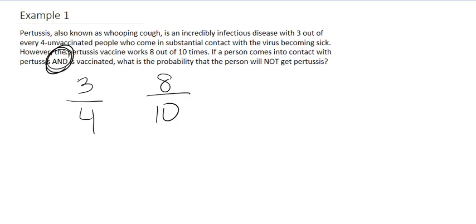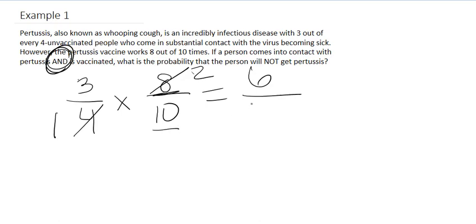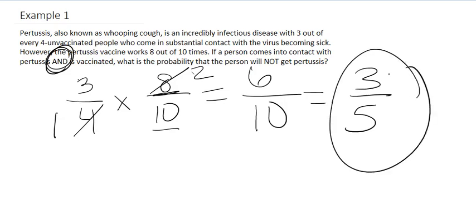So, to do this, before even multiplying, we could reduce by 4 here and here. So 4 divided by 4 is 1. 8 divided by 4 is 2. So we have 3 times 2 is 6. 1 times 10 is 10. And this can be both top and bottom divided by 2 to equal 3/5. So this is our final answer.